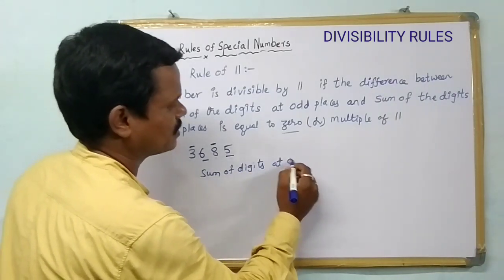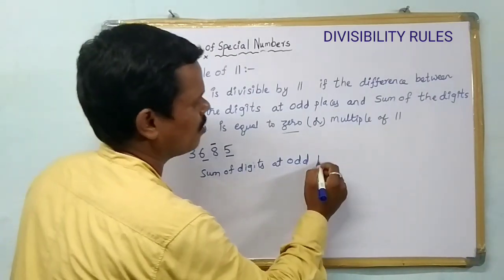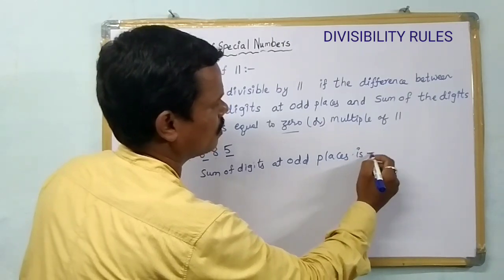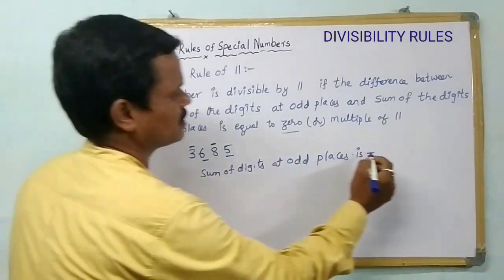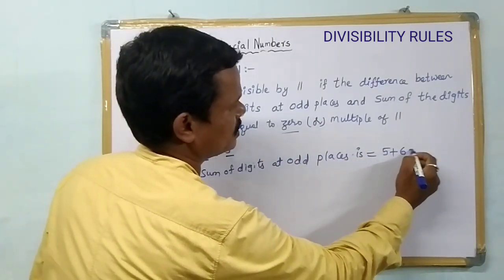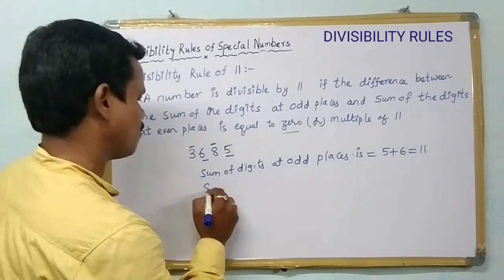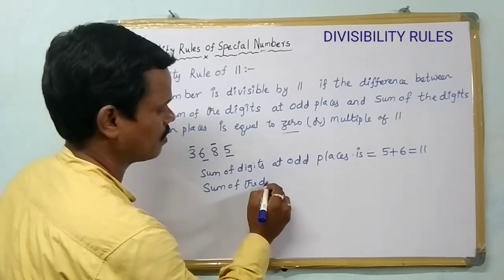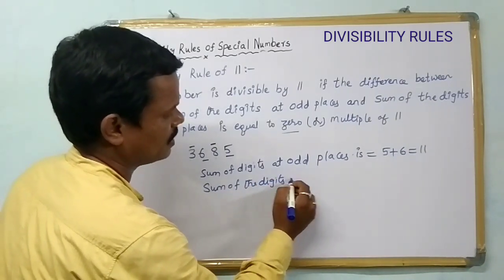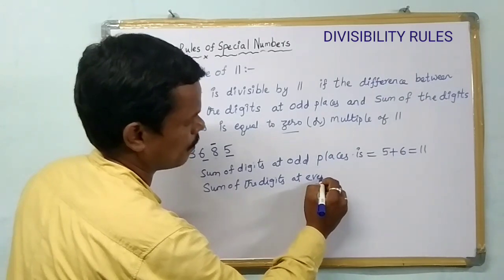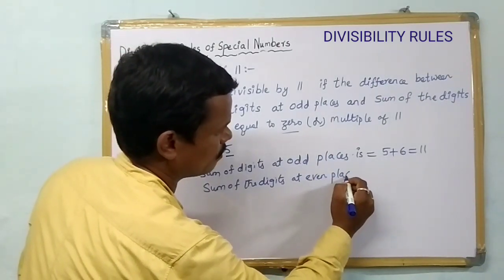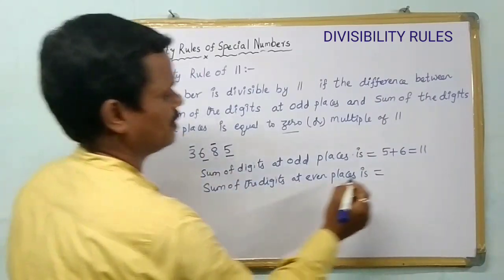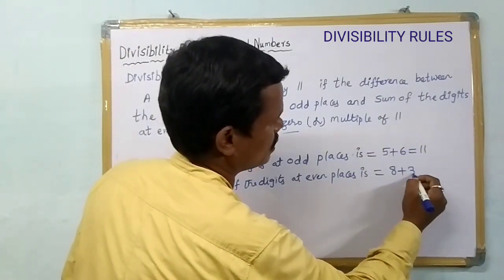Now the sum of the digits at odd places. Odd places are 5 plus 6. 5 plus 6 is 11. Next, the sum of the digits at even places. What are the even places? 8 plus 3. What is 8 plus 3? 11.